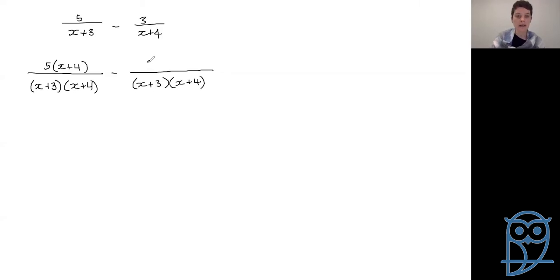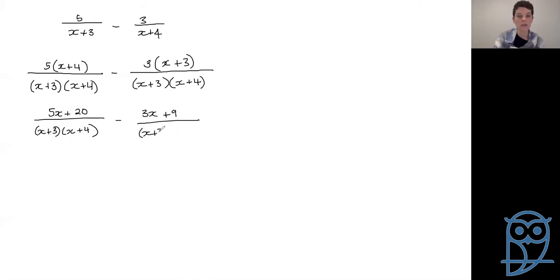And on the right hand side, we have 3 times the new x plus 3. So then we go ahead and we open these brackets on top, leaving the brackets underneath. So 5x plus 20 over x plus 3, x plus 4, minus 3x, 3 times 3 is plus 9 over x plus 3, x plus 4. So we've removed all the brackets on top.